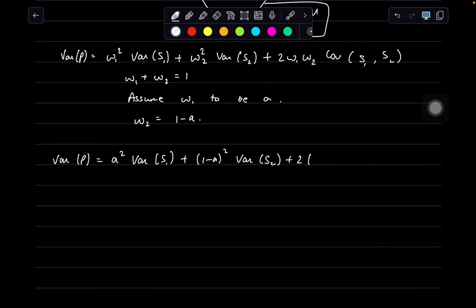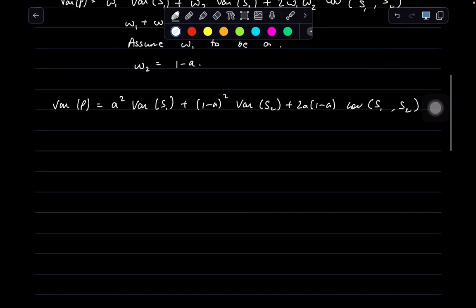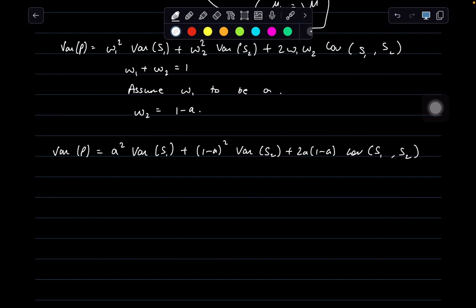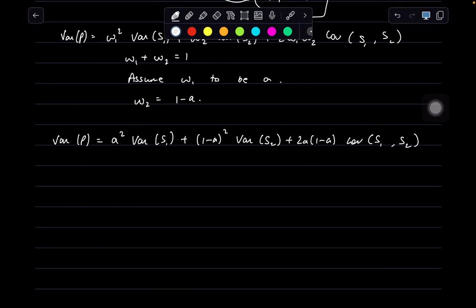Everything else pretty much remains the same. We are just switching out W1 to be an A, and so we are getting an equation for W2 in terms of that A. So we have this variance. Now, if you remember back to your calculus classes, you probably remember how you find a point of maximum or a point of minima for a function.